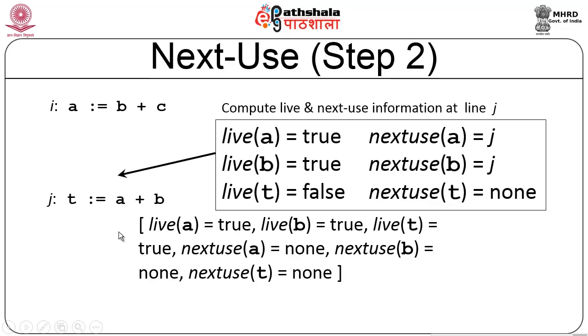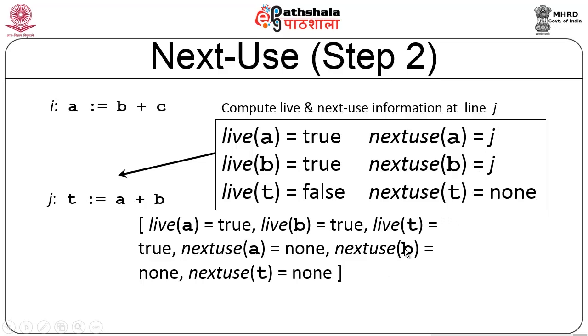Then what you do is, you are encountering line J. At this point what happens? You should say T is supposed to have no life and no next use, okay, and then you have to say A and B is left, next use is at line J and A and B will be living at line A. That is what the algorithm says. So, here live of A is true, live of B is true, live of T is false, next use of T is also none, and next use of A and B is at line number J. That is what you basically know.